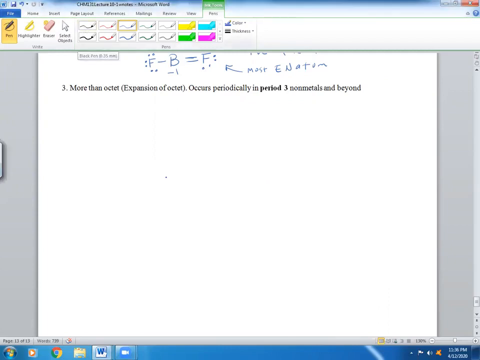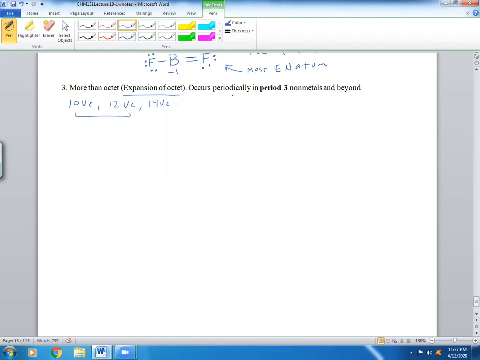Finally, you have more than an octet. And we call this the expansion of an octet. So you can have 10 valence, 12, 14, etc. But mostly for this class, usually you're going to see the 10 and the 12. But let's look at it.